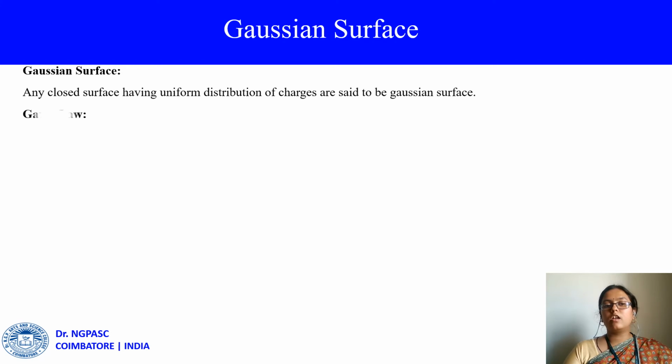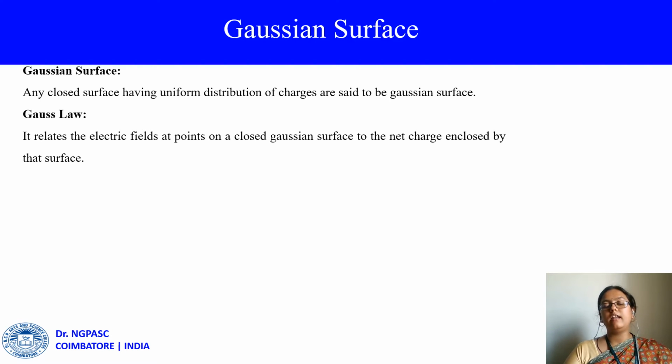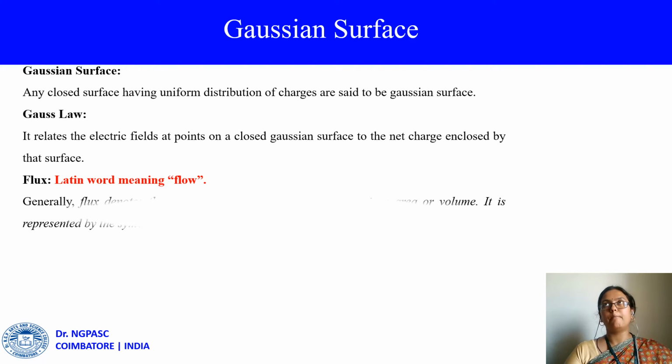surface. Then the Gauss law is made in Gaussian surface and it relates the electric field at any points on the Gaussian surface with the net charge enclosed on that surface or inside the surface and the flux related to those surfaces. Flux. Flux is a Latin word which means flow. So the number of lines of force crossing per given area or any volume is termed as flux.